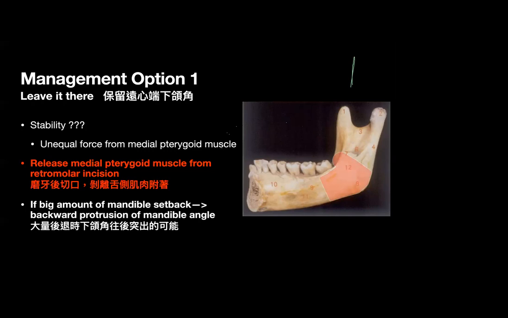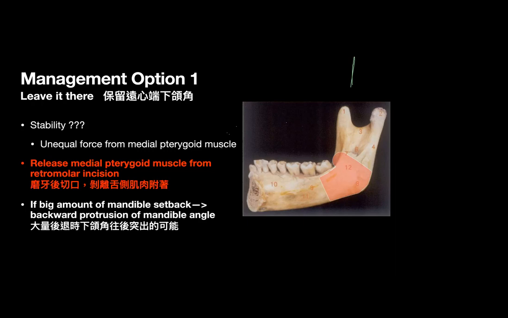So here I use a red color to locate the region where you may add a retromolar incision. You do some dissection below the lingula, and you may extend your incision to about the second molar or first molar region, then basically you can dissect quite wide. So you can still free the medial pterygoid muscle without touching that bone.